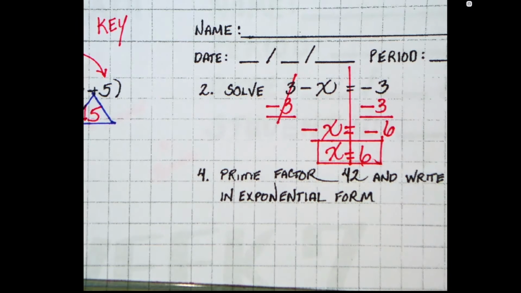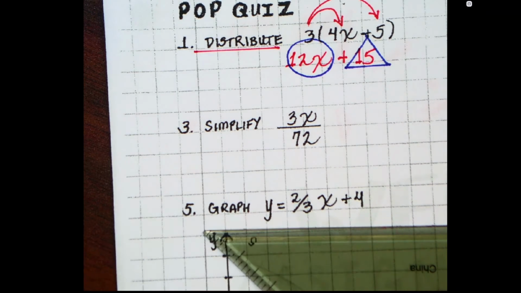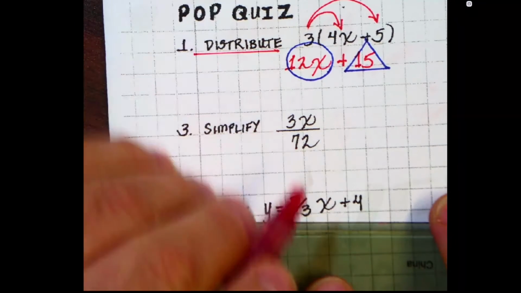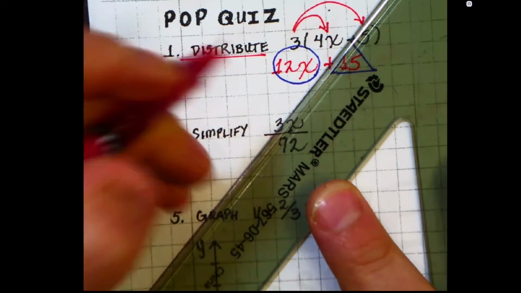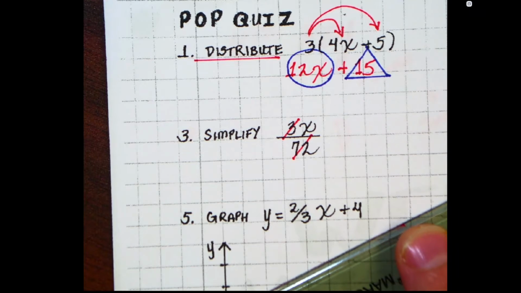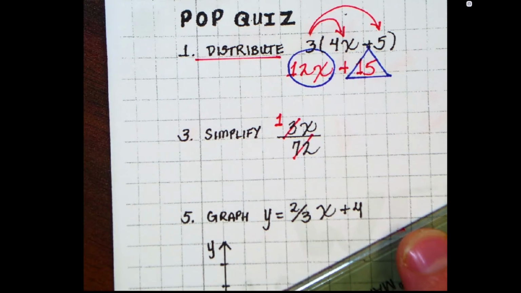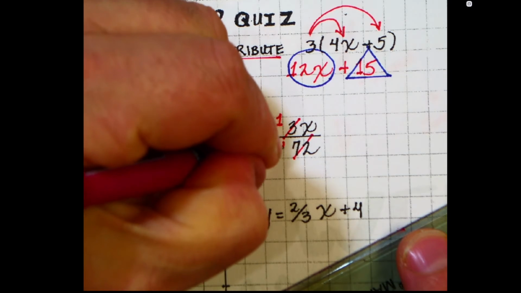Not too bad. I saw a lot of people on the right track here. I saw a lot of people write 1 over 24. A lot of people wrote 24x. So you knew something 24 was involved. Here's what you're supposed to do. Cross out the 3 and the 72 and divide 3 by 3. You get 1. Divide 72 by 3, you get 24.